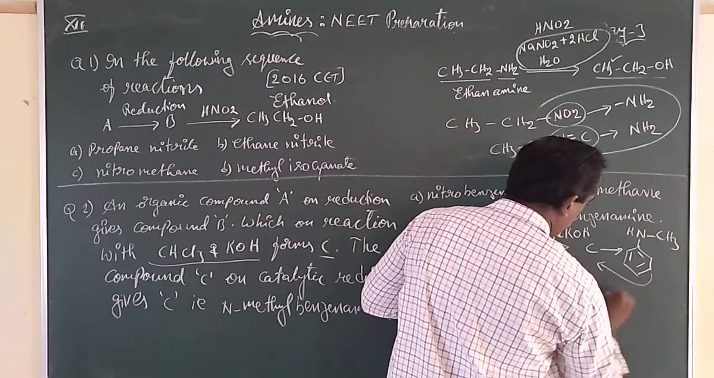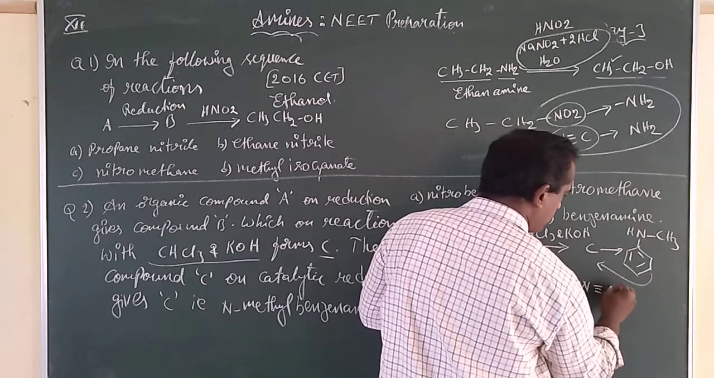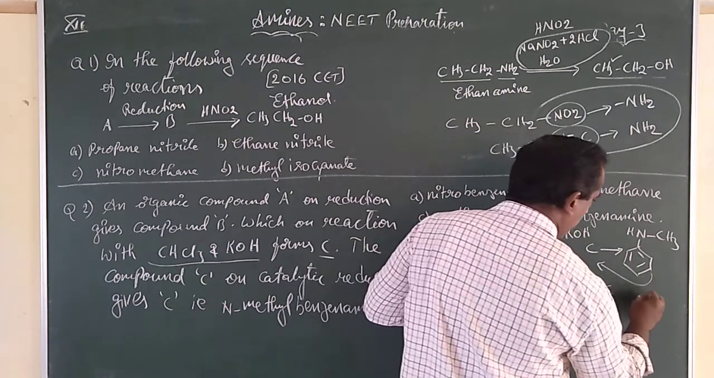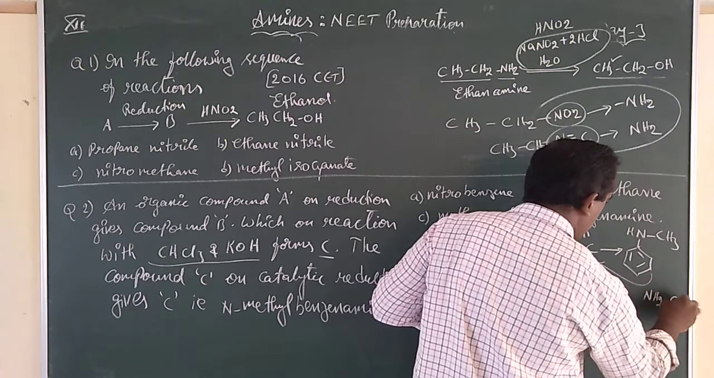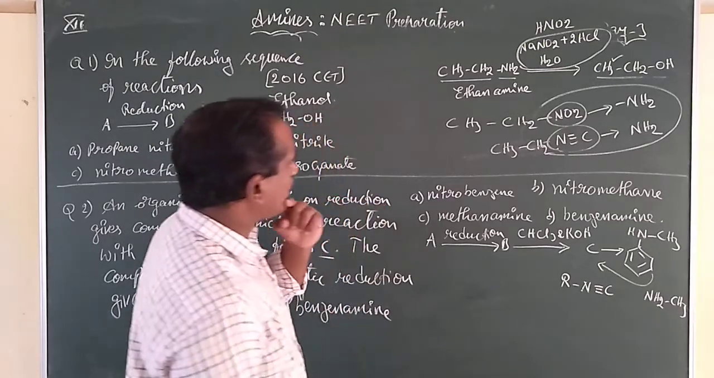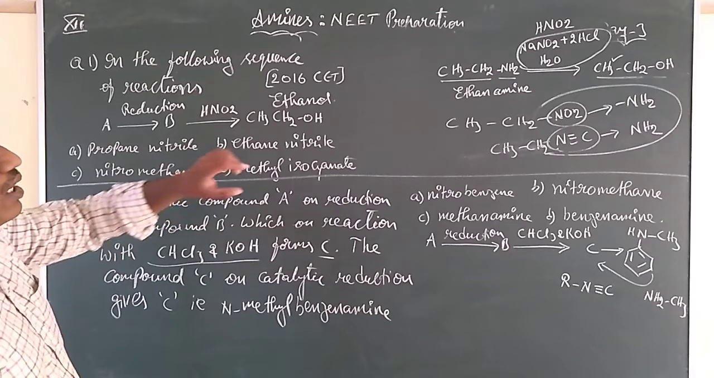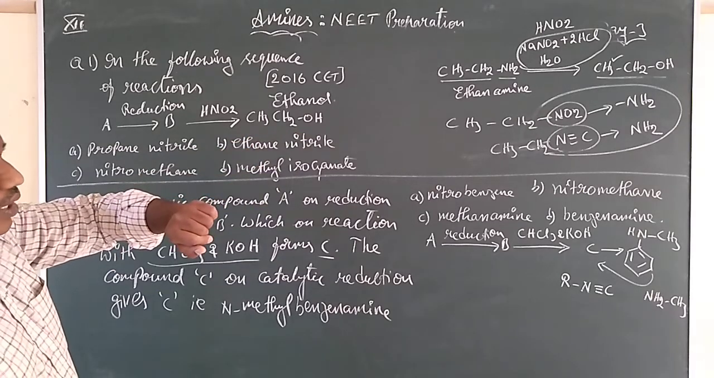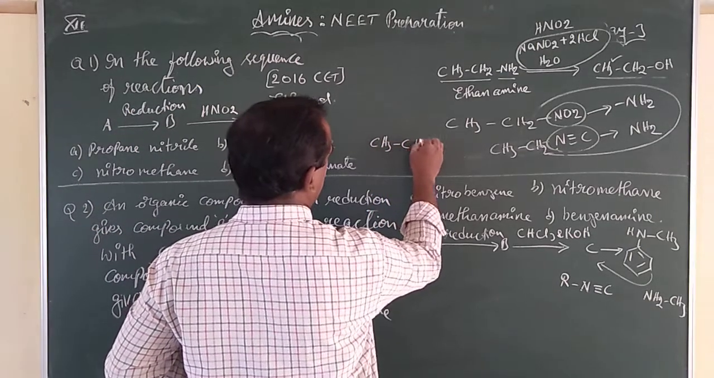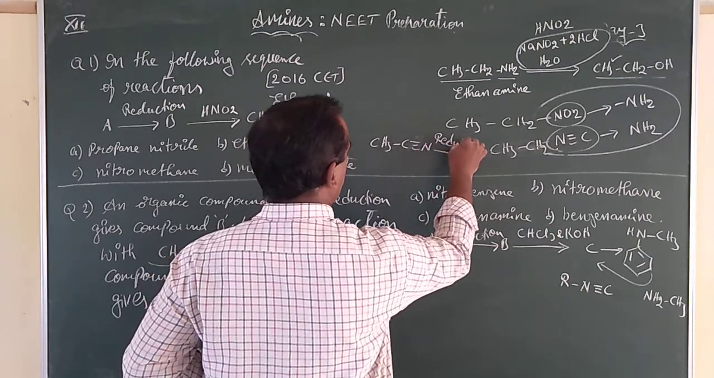If C is having N triple bond C, some isocyanide group is there, then only we can form this NH2CH3. See here in the above reaction, what we had done? We had learned that if a nitro group is there, it can be reduced to NH2. Even if we have cyanide like C triple bond N, this can also undergo reduction.